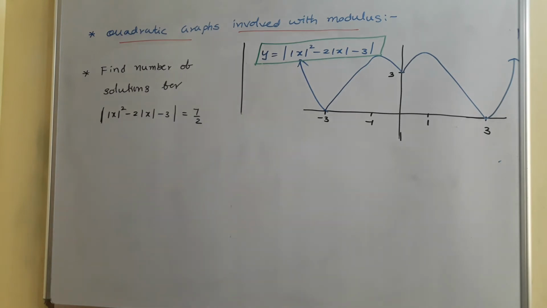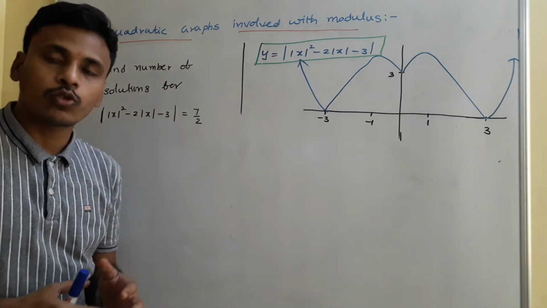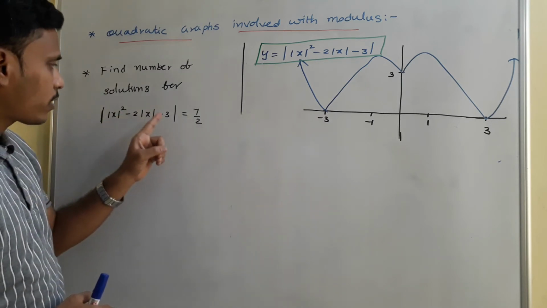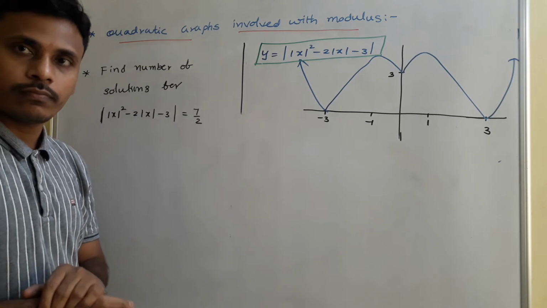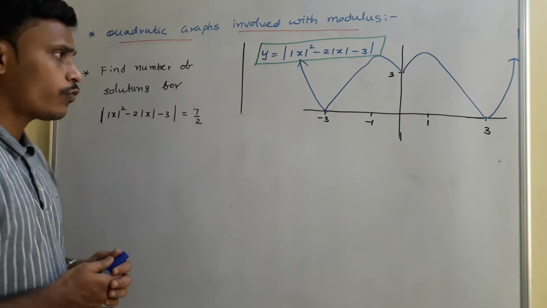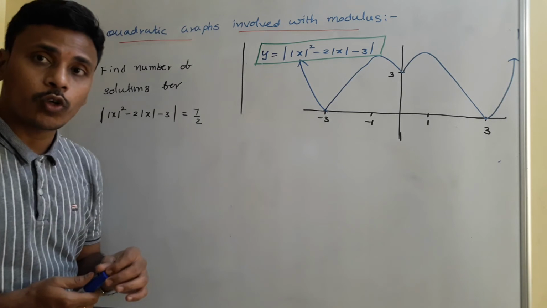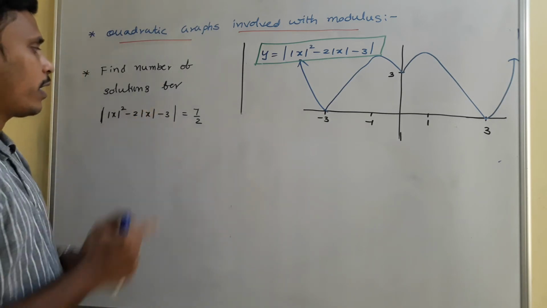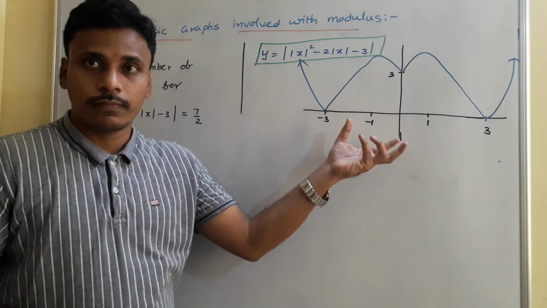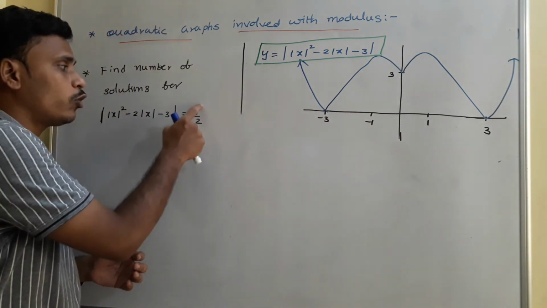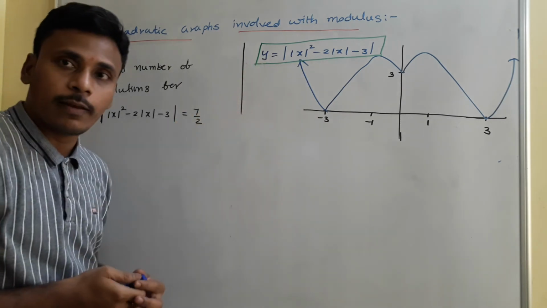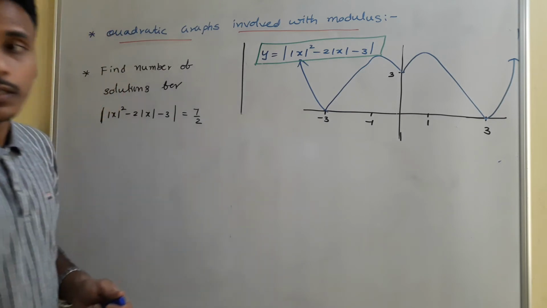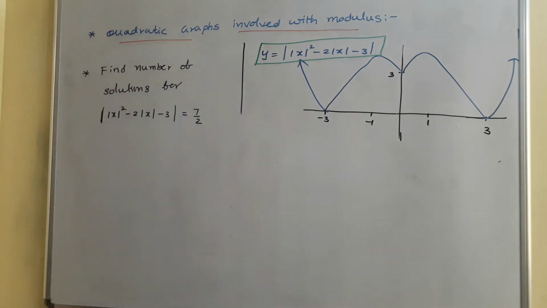So after sketching all those graphs, here are some simple problems to solve. See, modulus of mod x square minus 2 mod x minus 3 is equal to 7 by 2. Find the number of solutions for this. To find the number of solutions for it, see, this modulus of mod x square minus 2 mod x minus 3 is equal to y. The graph is this one, where you have this 7 by 2 in the place of y. So on the y-axis, where we have that 7 by 2. On the y-axis, 7 by 2 means 3.5, right?